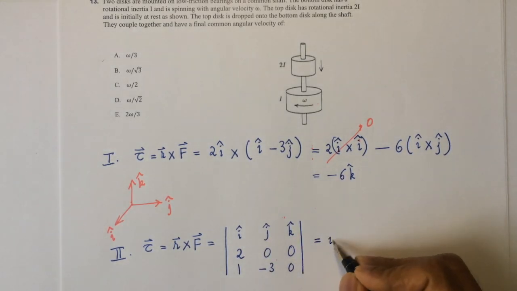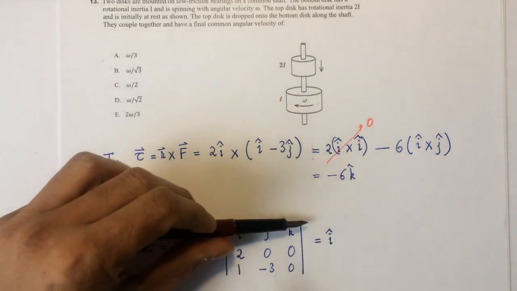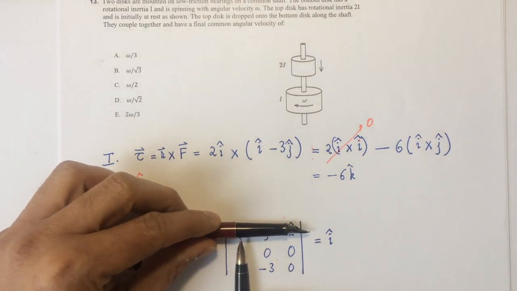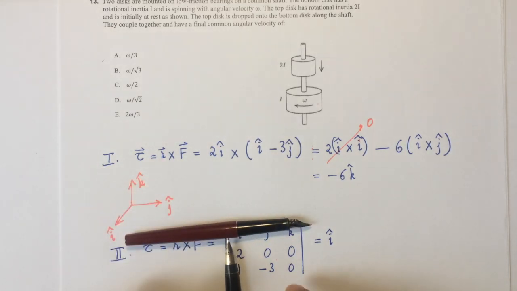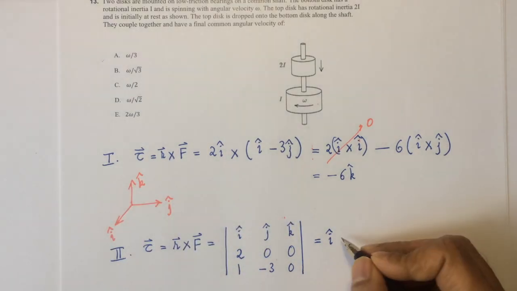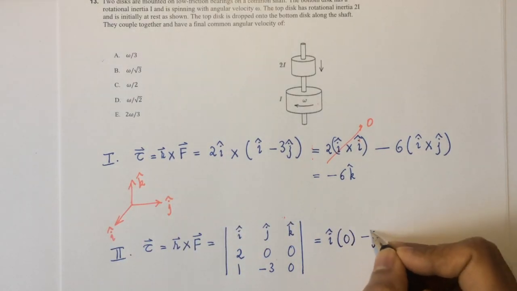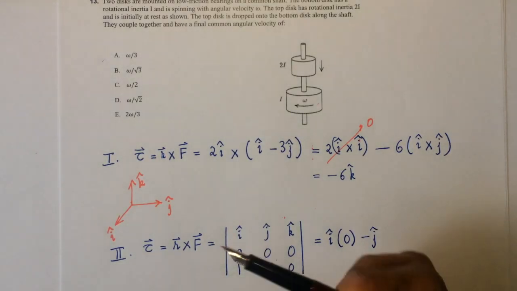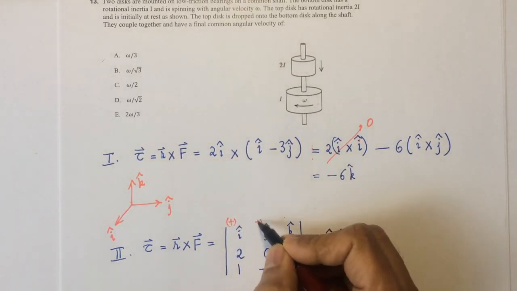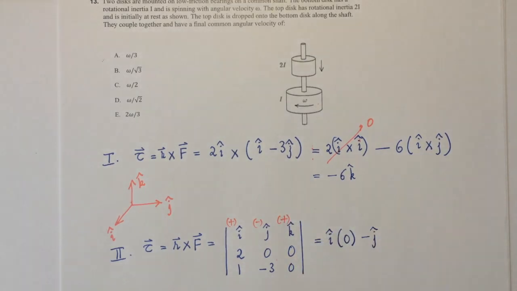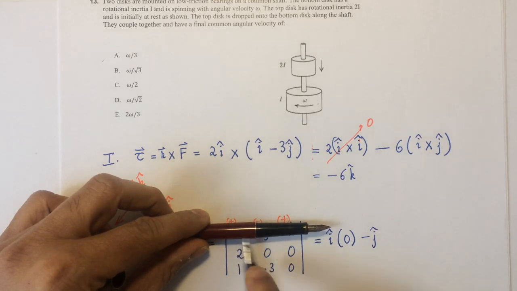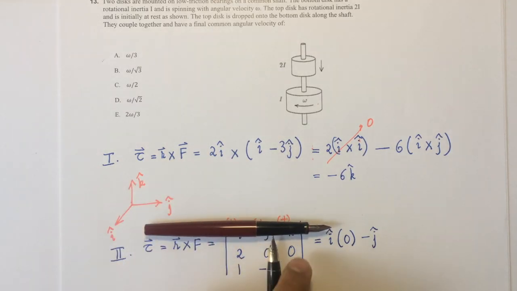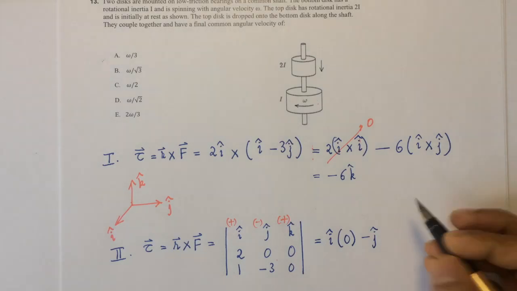So it's i hat times, and the way you do that is to cover up whatever i hat controls and find the determinant of the remaining object. And that's going to be 0 minus 0, which is 0, minus j hat. Now remember, when you do the determinants, you get plus here, minus there, and plus here. So this controls those two things. So I get 2 times 0 minus 1 times 0, which is again 0.